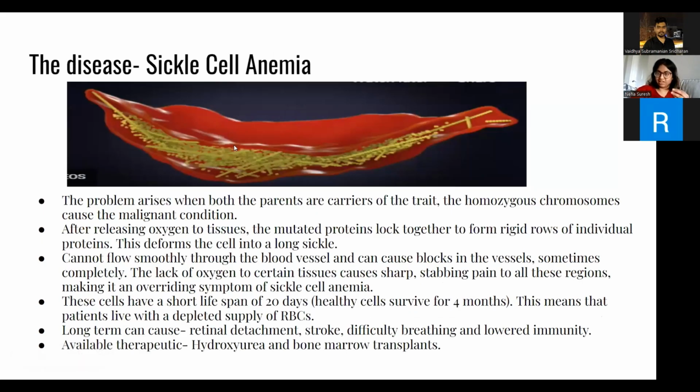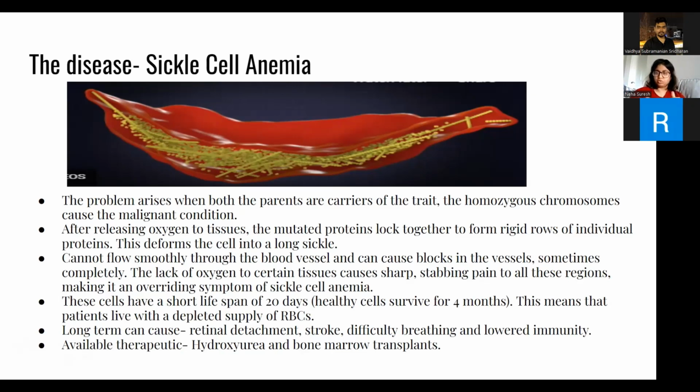Now, the disease sickle cell anemia arises when there is a homozygous recessive element involved, which means that both the mother and the father pass on the sickle cell trait. It causes a malignant condition: after releasing oxygen to the tissues, the mutated proteins lock together, form a rigid row of individual proteins, and deform the cell into a long sickle shape.